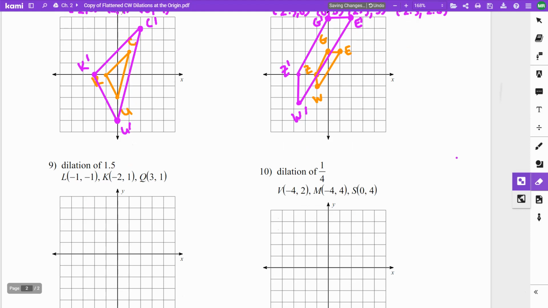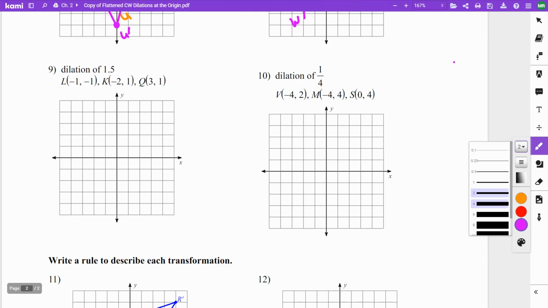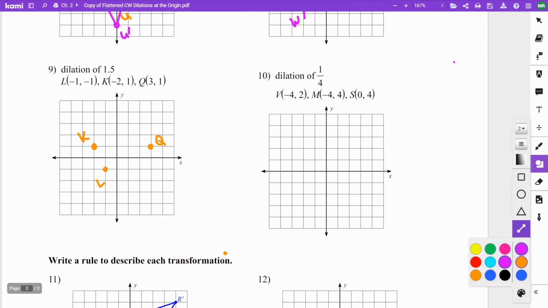On 9, let me plot these. So negative 1, negative 1, negative 2, 1, 3, 1. So that is going to be L. Sorry, it's not L. This one was L. K and Q. And I connect these.